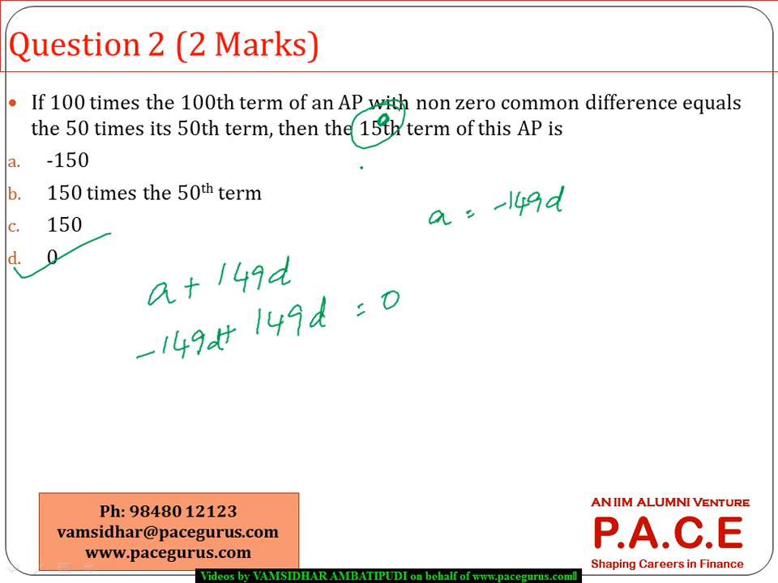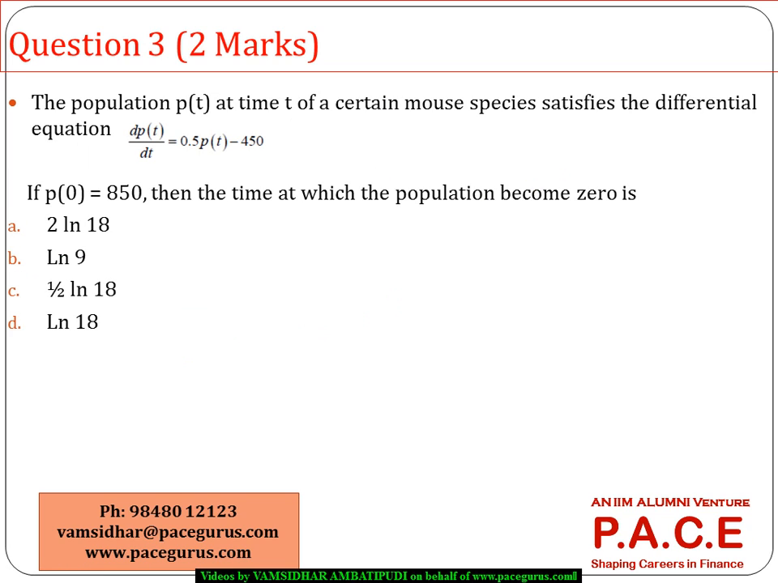Alright. Let's move on to the next question here. The population P of T at time T of a certain mouse species satisfies the differential equation dP of T by dt is equal to 0.5 P of T minus 450. So this is the typical differential equation.